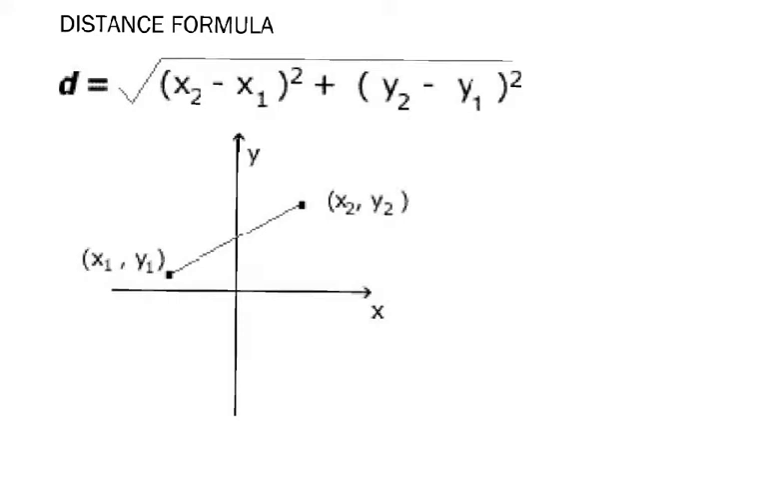So here is the distance formula. The distance formula says d equals the square root of x sub 2 minus x sub 1, that quantity squared, and then you add that to the y coordinates, y sub 2 minus y sub 1, that quantity squared. So don't let all those subscripts trip you up.